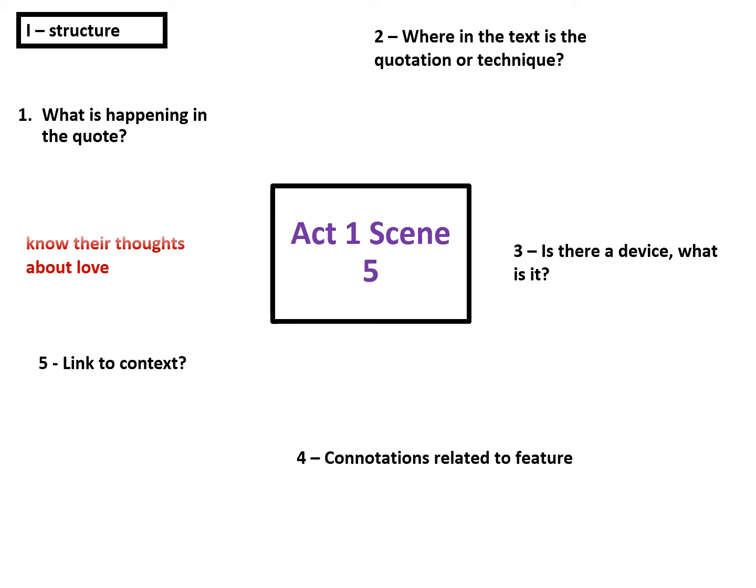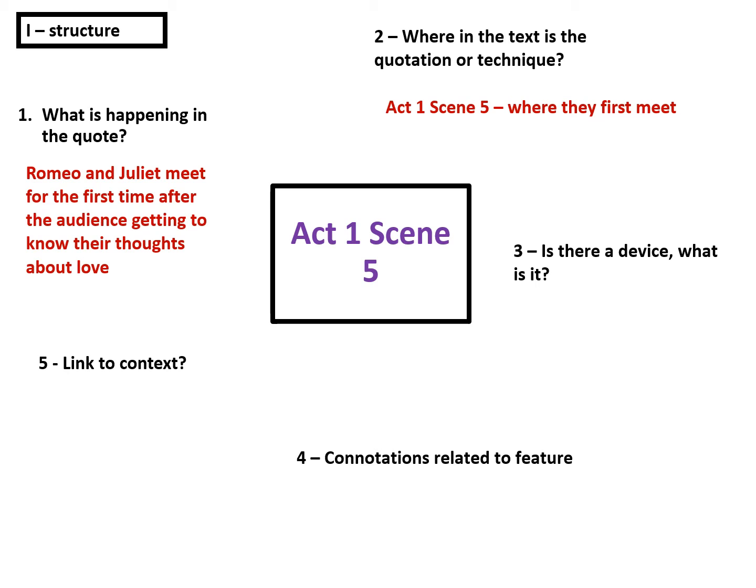So for question number 1, Romeo and Juliet meet for the first time after the audience get to know their thoughts about love. That is what's happening in this scene. Where is the scene? Well, Act 1, Scene 5 is where they first meet. It's quite near the start of the play, but not the very start. Is there a device in it?